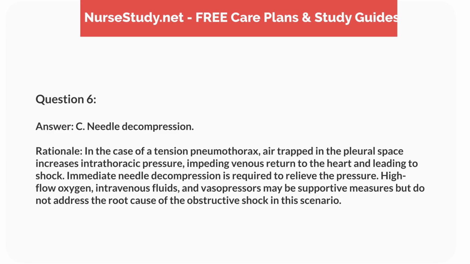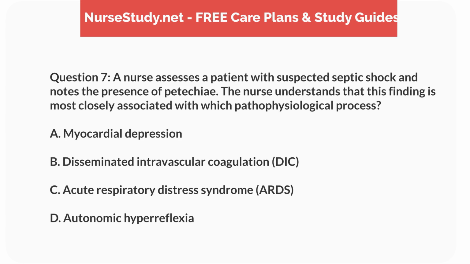Needle decompression. Rationale. In the case of a tension pneumothorax, air trapped in the pleural space increases intrathoracic pressure, impeding venous return to the heart and leading to shock. Immediate needle decompression is required to relieve the pressure. High-flow oxygen, intravenous fluids, and vasopressors may be supportive measures but do not address the root cause of the obstructive shock in this scenario.